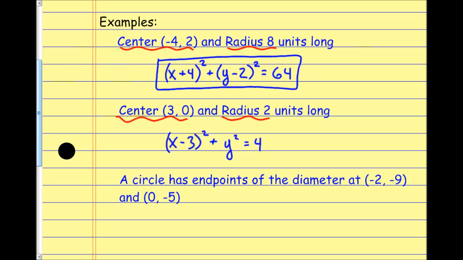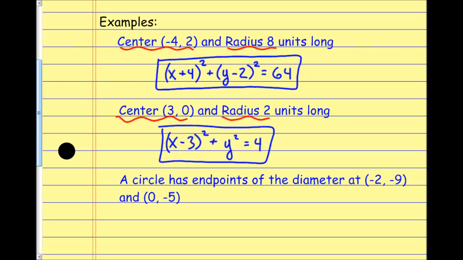All right, and I do want to make sure I simplify it this way. I don't want to leave this as y minus 0 in there and have y minus 0 squared. That's just y squared. I wouldn't leave the radius as 2 squared, or in the previous example, 8 squared. I actually want to multiply that out. And so this is the equation of my circle.